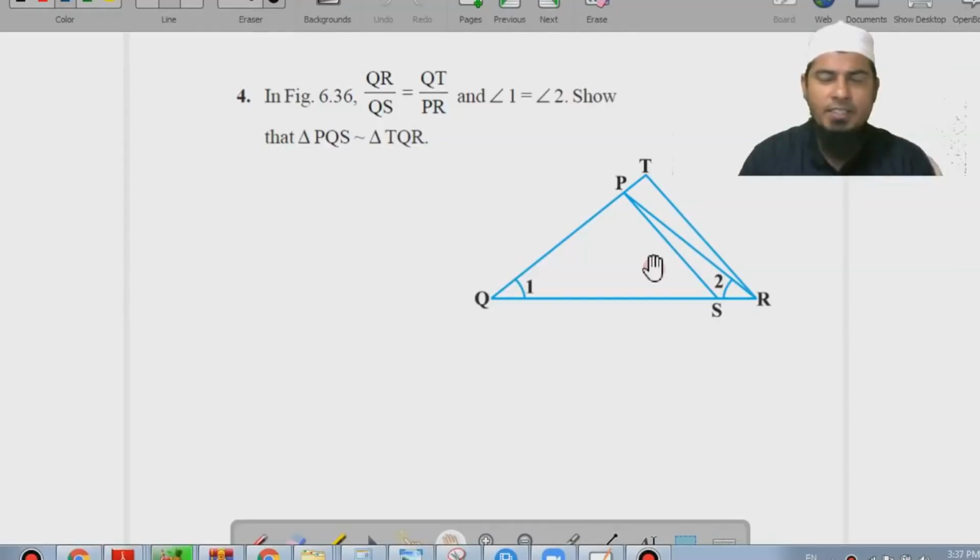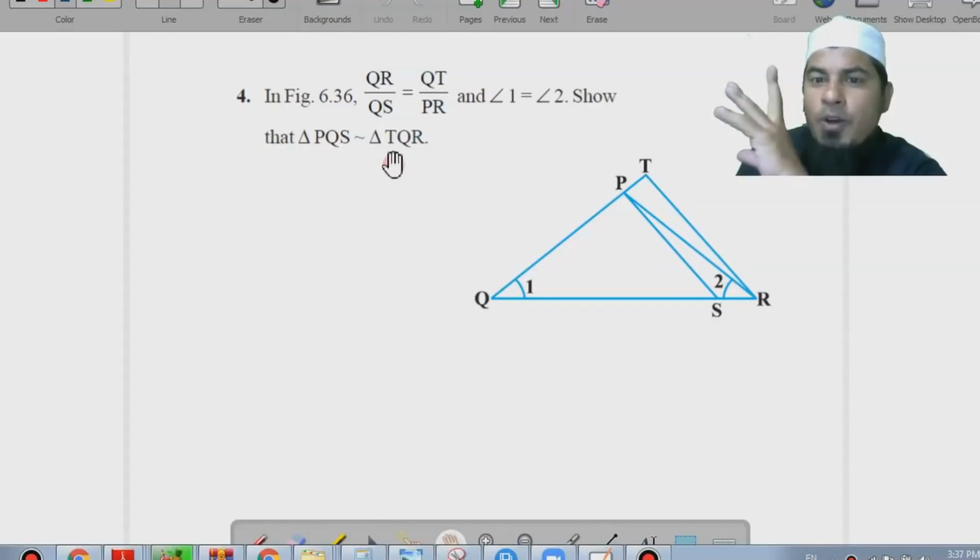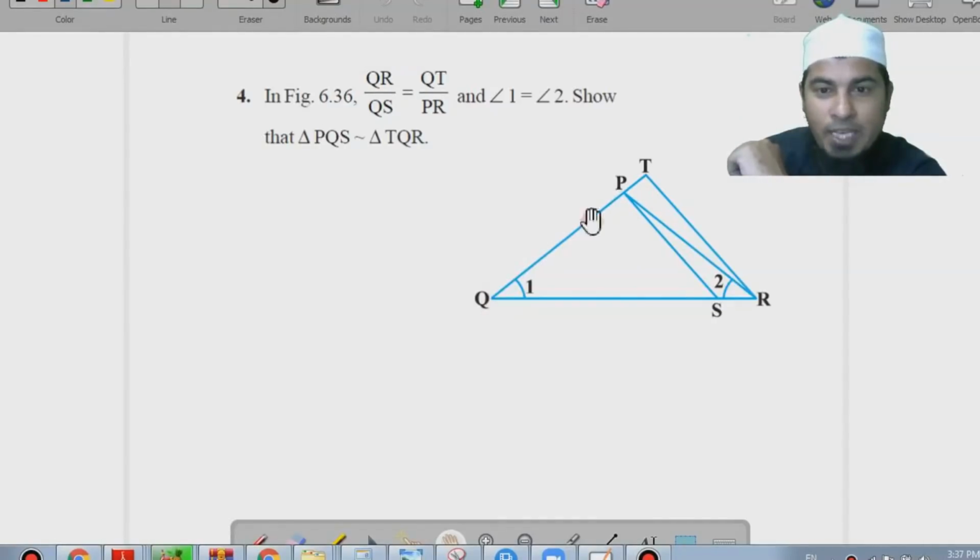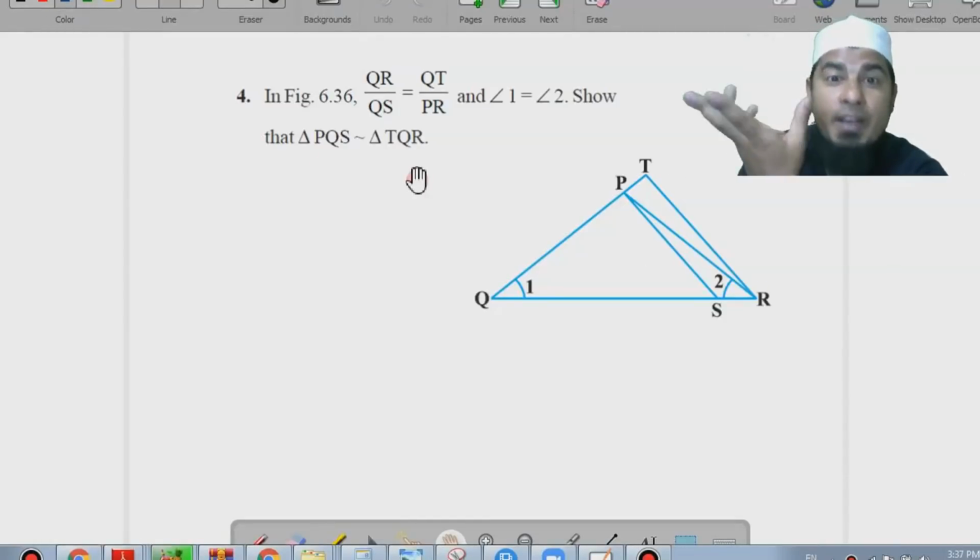So let us do this. Now let us discuss orally. What is given? QR by QS is equal to QT by PR. If we are taking these two triangles, the corresponding side will be PQ, not PR, but he has given PR. If we keenly observe this figure, in triangle PQR, angle 1 is equal to angle 2, which means the triangle is isosceles. Because it is isosceles, two sides will be equal, PQ is equal to PR. Instead of PR, if I write PQ in this ratio, two sides of these two triangles will be in the same ratio.